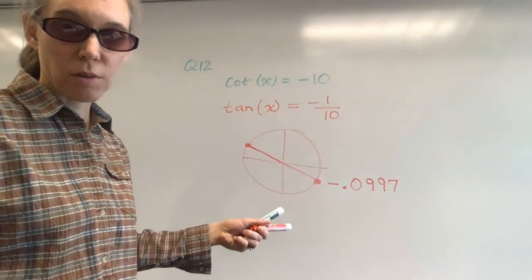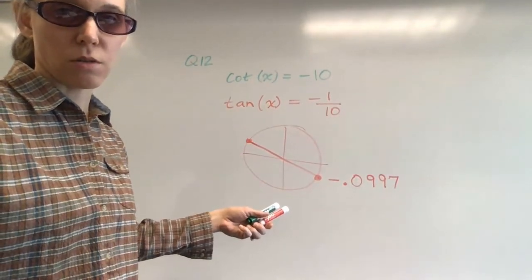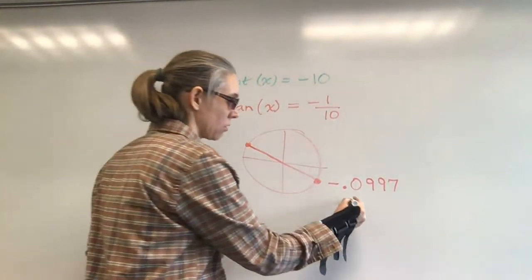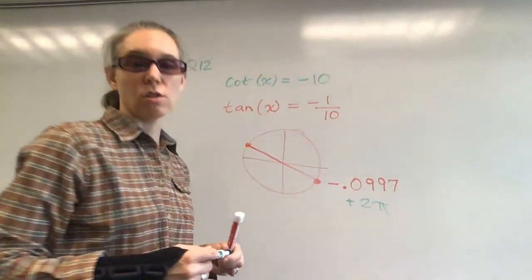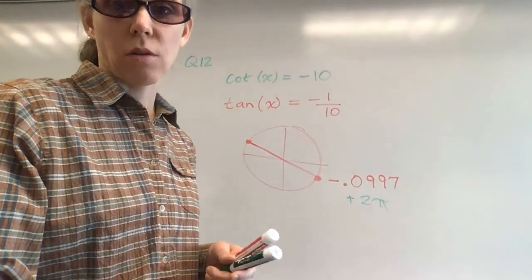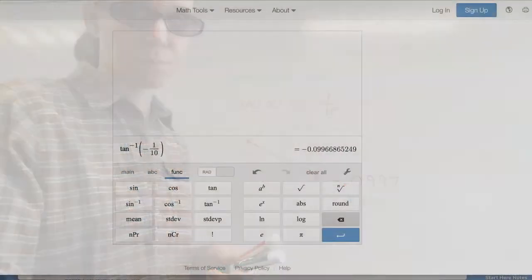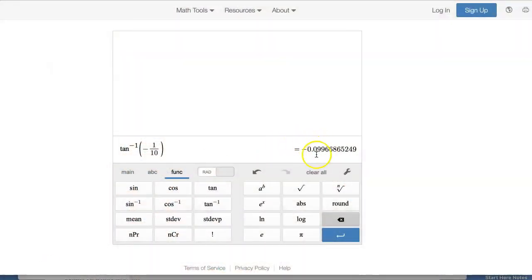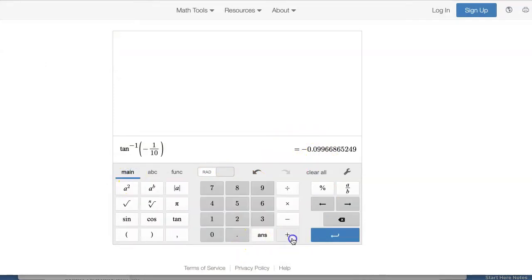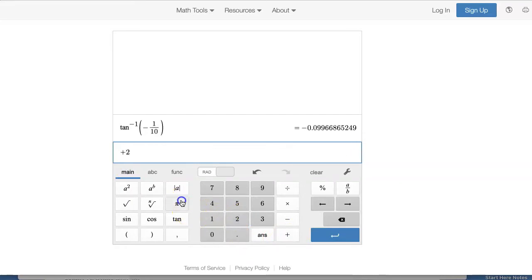Okay, so that value right there is not between 0 and 2 pi. So we would want to find something coterminal. We want to add 2 pi onto that value. So if we go back to the calculator again, we can take this value and add to it 2 pi, and we end up with the value 6.2832, rounded to 4 decimal places.